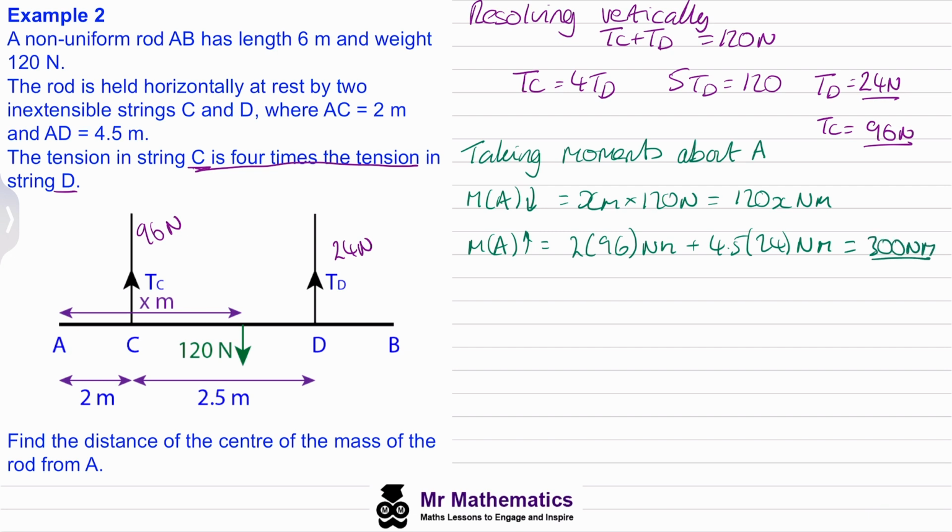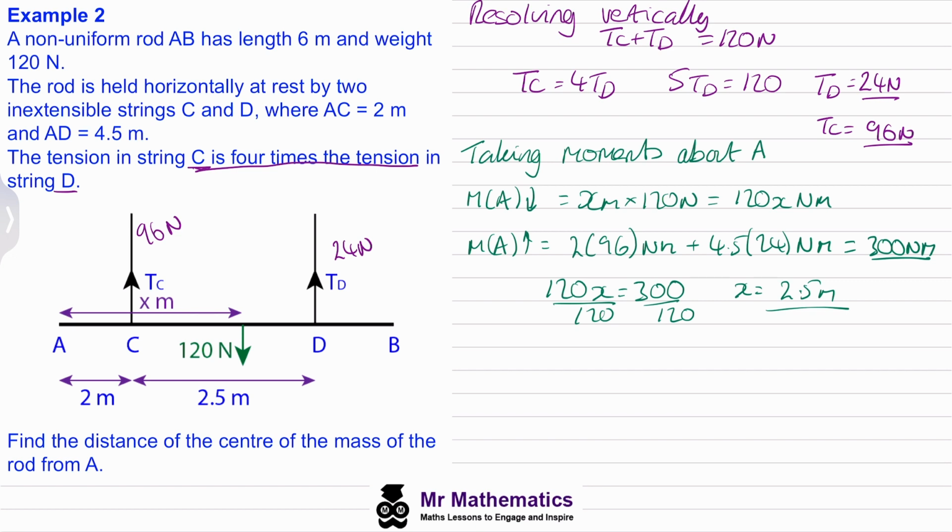Because we're told that it's at rest, the anti-clockwise and the clockwise moments will be the same. So 120X will equal 300. Dividing both by 120, X will be equal to 2.5 meters. Okay.